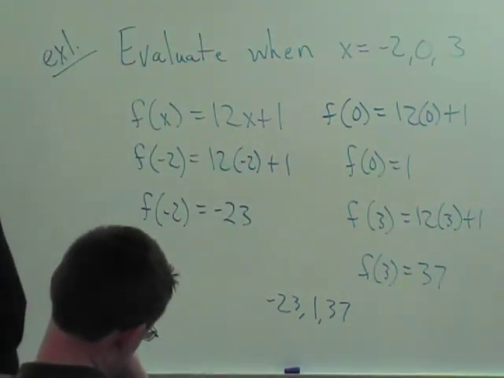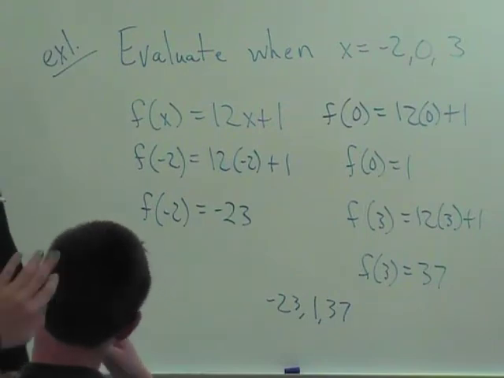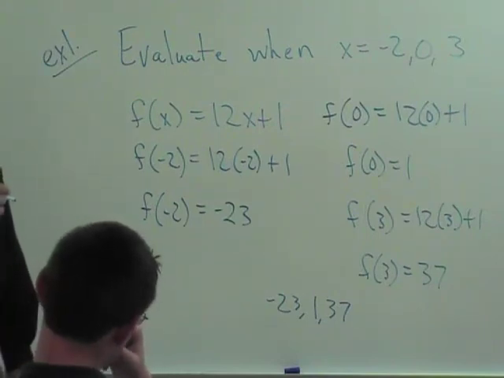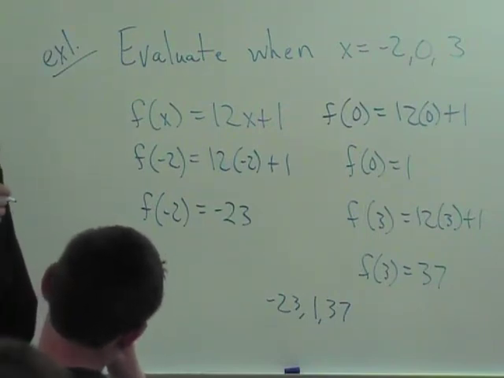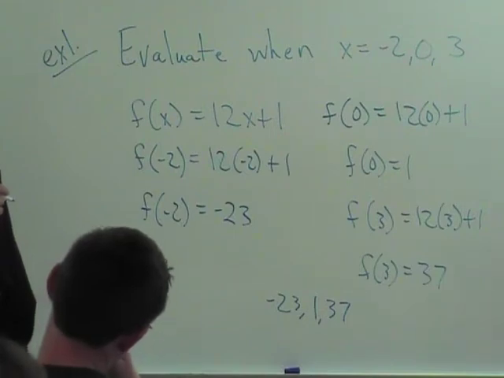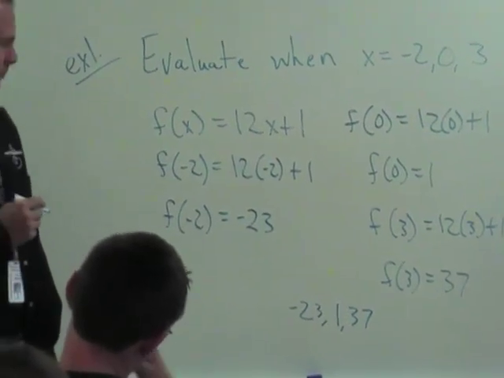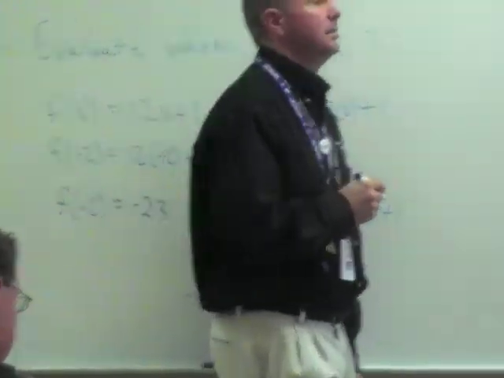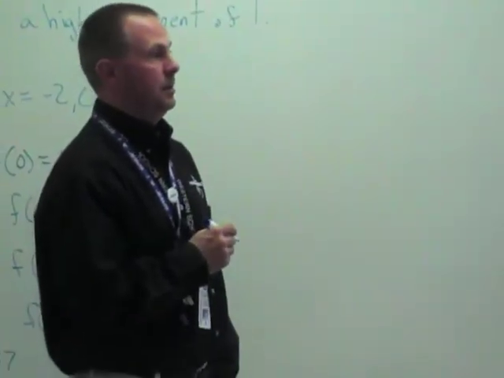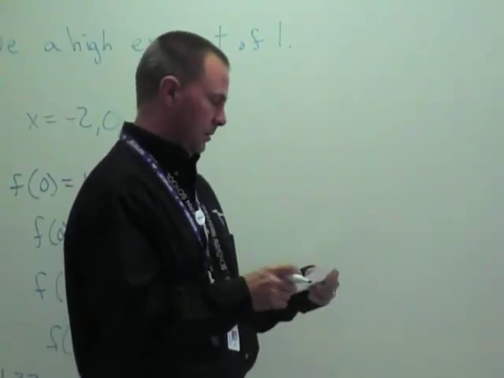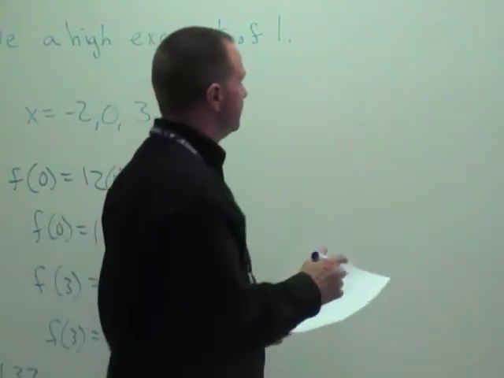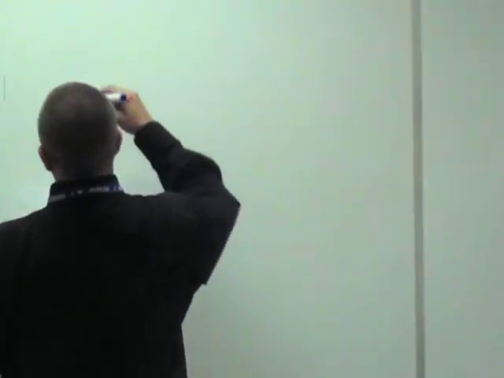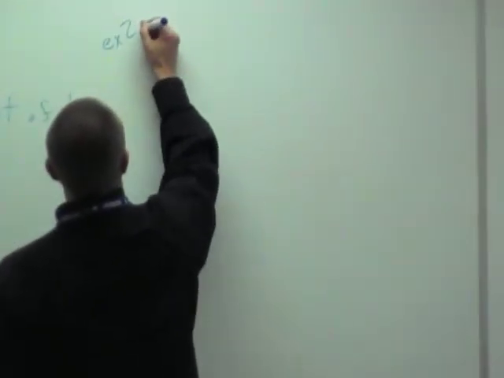Does that make a straight line? Sure does. Oh, okay, they're different. I see. 3 is further out. So our answers would be -23, 1, and 37. Yes. All right, let's go with example 2 here.